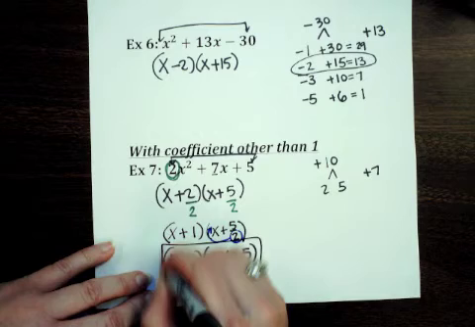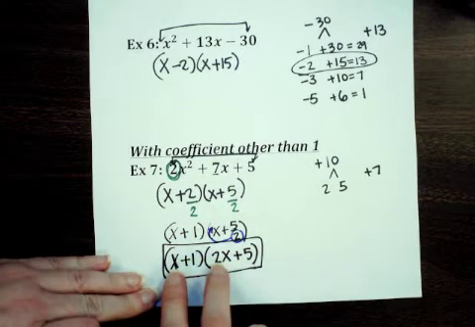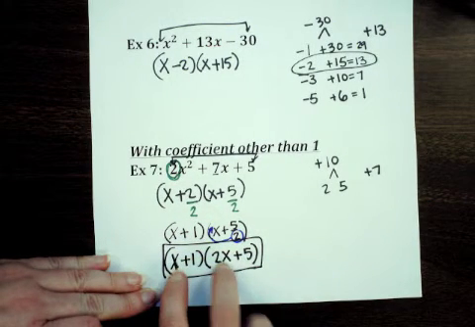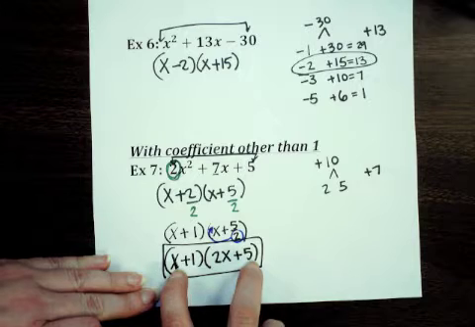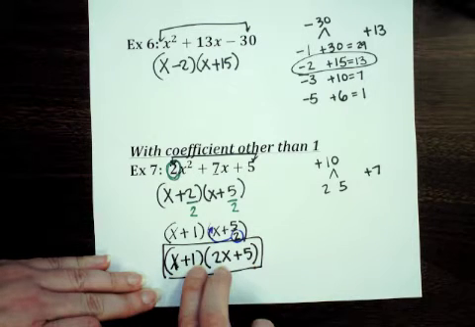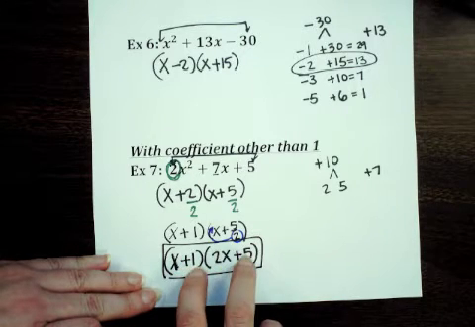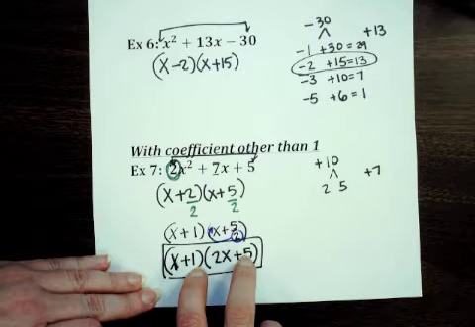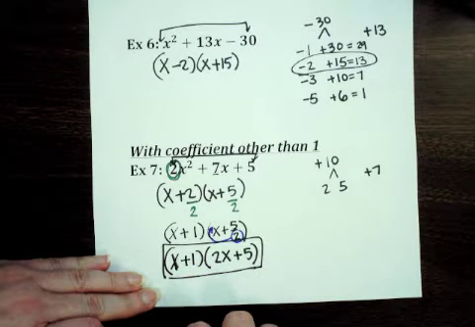You can FOIL it to check. So that would be 2x squared plus 5x plus 2x plus 5. And 5x plus 2x equals 7x.